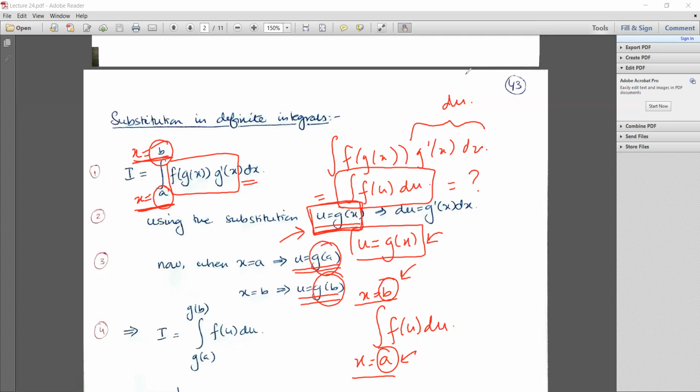So when I do my substitution, in order to complete my substitution, I also have to change these limits of integration. When x is equal to a, u is equal to g of a, and when x is equal to b, u is equal to g of b. So these are my limits of integration for u. And now I can integrate, because now everything is in terms of u.